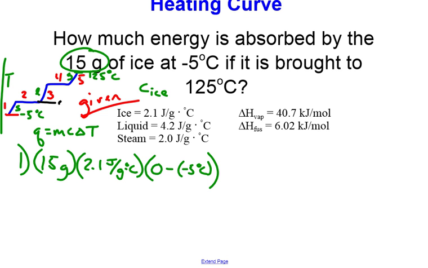So this is 0 degrees. Okay? So you get this number, and right now that's in joules. And I know that because it's in my specific heat. You got to make sure each of these are in the same units. I would not mess around with a constant.